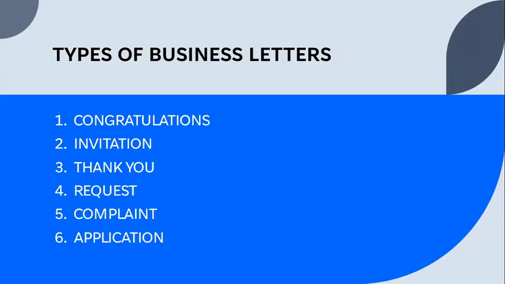I always tell my students what you need to do: identify 2 types which you feel you're strongest in. Make sure you know the types of content it needs. And then you decide, because say, for example, you know you want to do the invitation. Well, this year the invitation may not come. So what is your second choice? So you have congratulations, you have the invitation, you have the thank you, request, complaint, and application. So take this down, these are the 6.